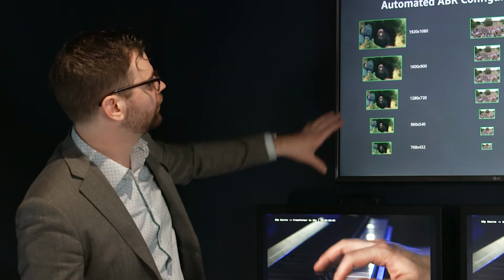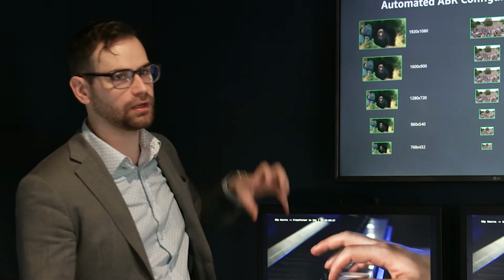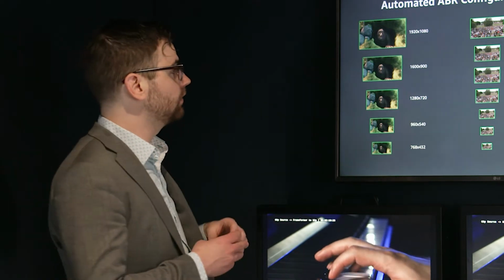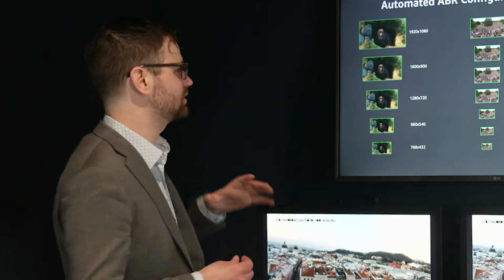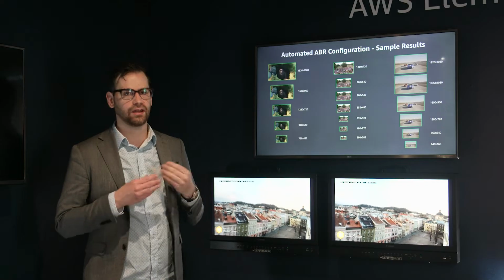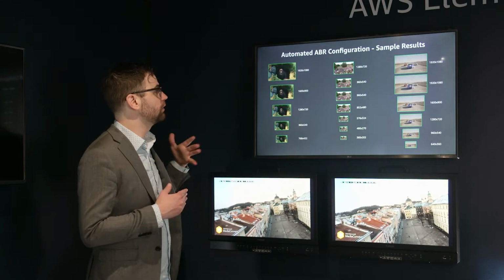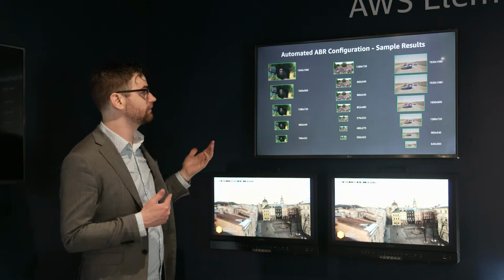And you'll notice that with the ABR ladder for Big Buck Bunny, largely the video is scaled at pretty high resolutions because the content is easy to encode. There's lots of vector content. The animation encodes well. And so we're able to deliver a lot of pixels to the end device.